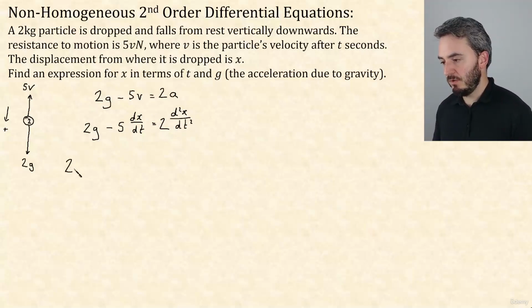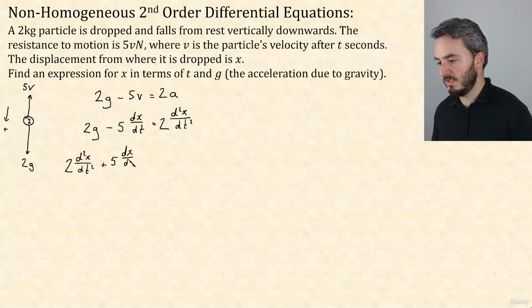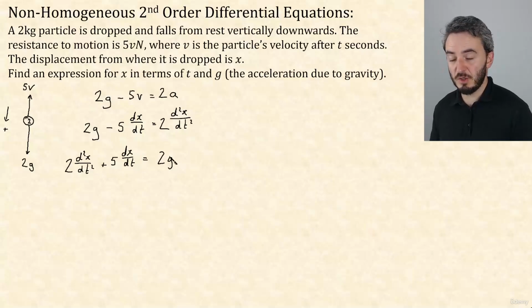So I've got 2 d2x by dt squared. Moving the 5 dx by dt to the other side, I get plus 5 dx by dt, and that equals 2g. So look, here's the homogeneous part, and here's the bit that makes it non-homogeneous. So we can just solve this now.